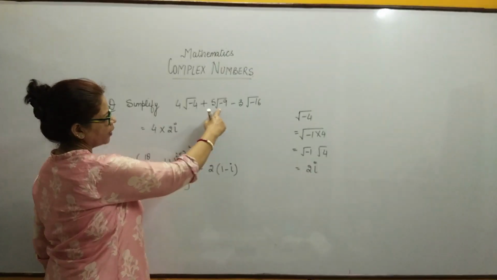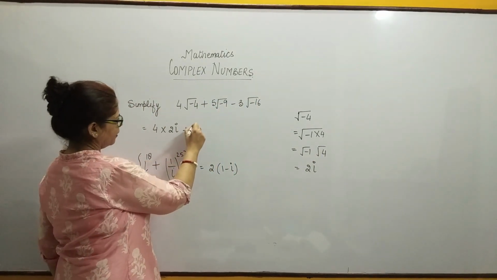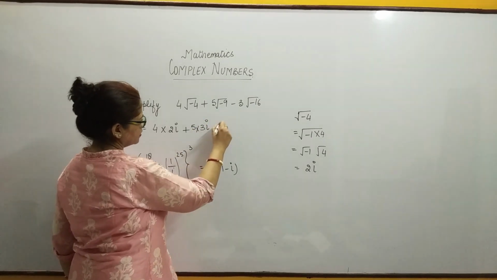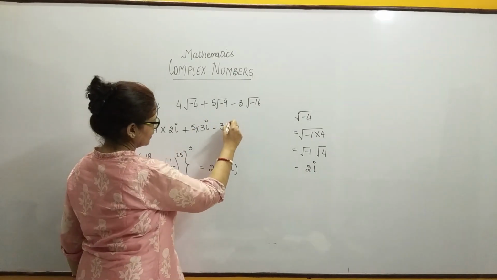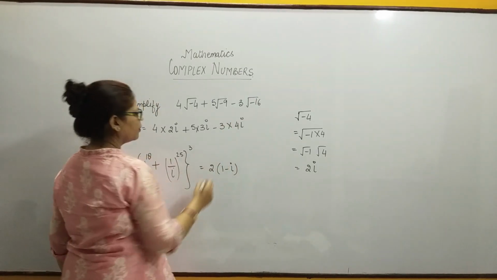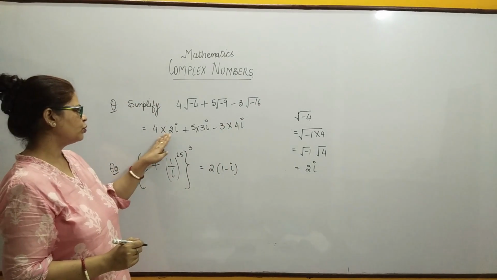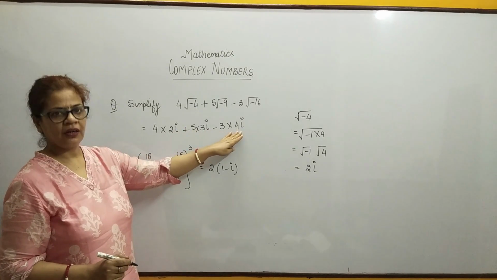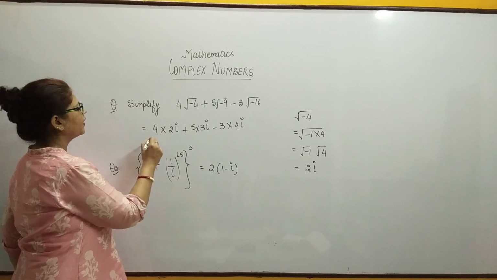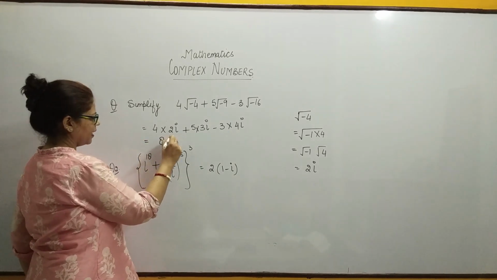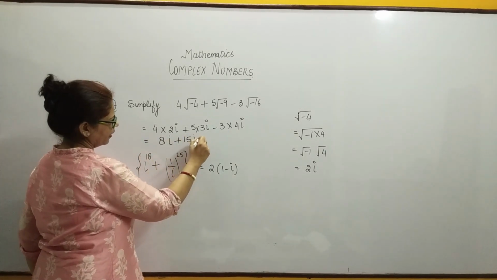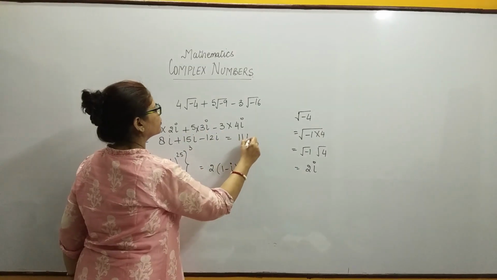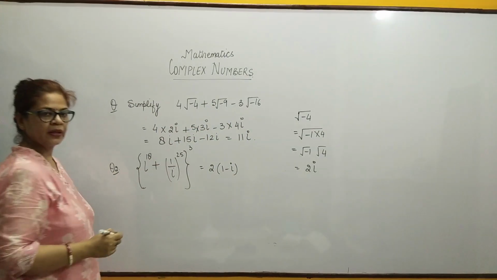In the same way, square root of minus 9 can be written as 3i, right? And minus 3, square root of minus 16 can be written as 4i. So you need to simplify. 4 2s are 8i, 5 3s are 15i, minus 4 3s are 12i. So your final answer is 8i plus 15i minus 12i, 11i. Here is your answer, right?